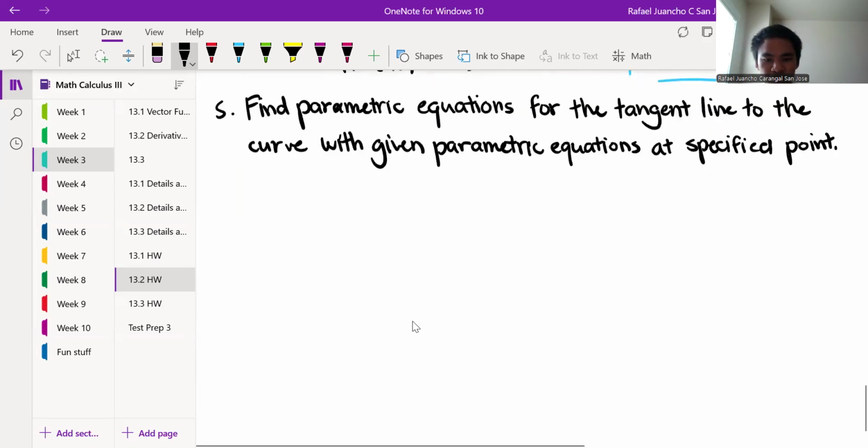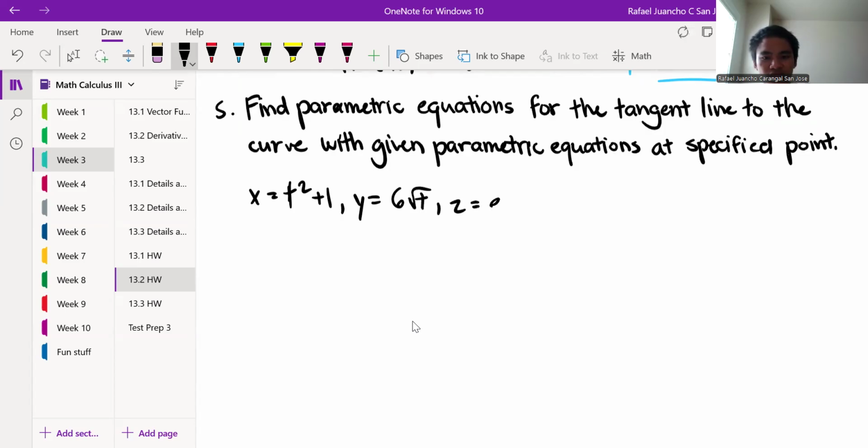Yeah, so here we're given for x, we have t squared plus 1. For y, we have 6 square root of t. For z, we have e to the t squared minus t. And our given point is 2, 6, 1. So how do we find parametric equations here?